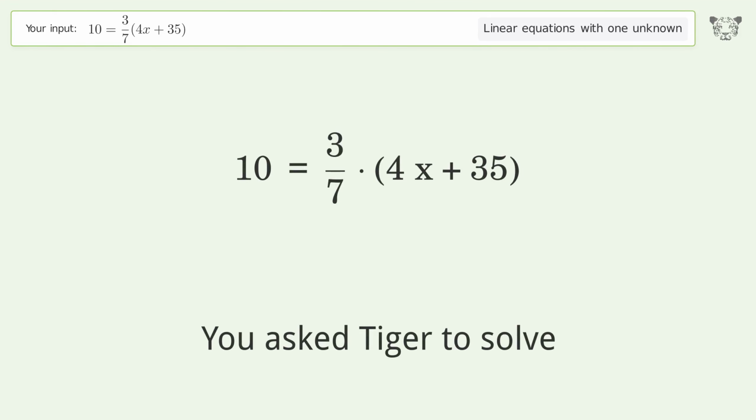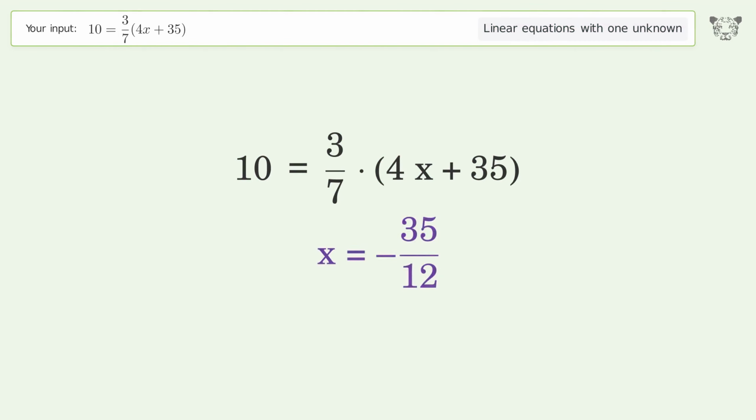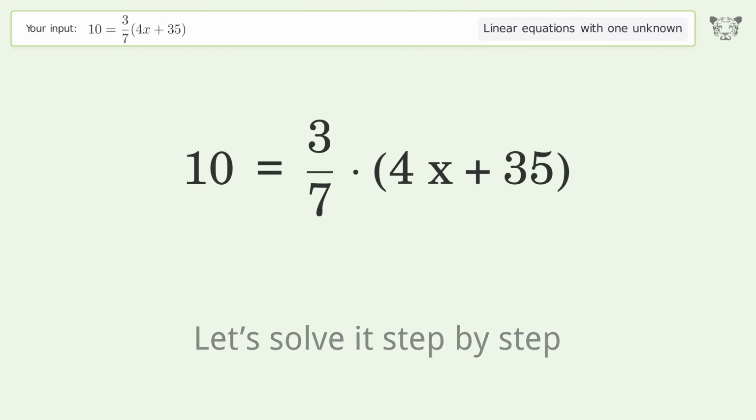You ask Tiger to solve. This deals with linear equations with one unknown. The final result is x equals -35/12. Let's solve it step by step.